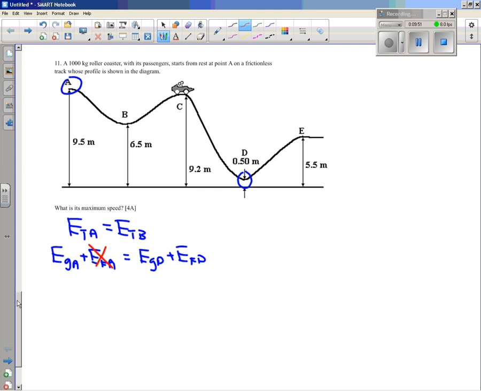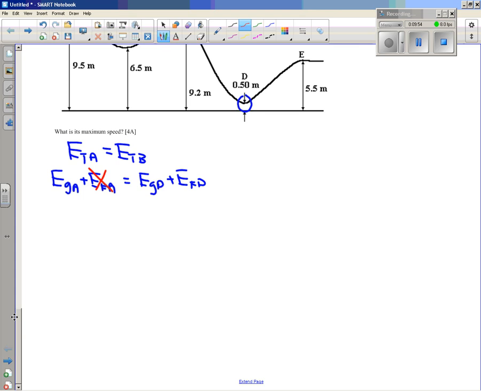That's good for us because it eliminates a term. It's going to make the math a little bit easier. But we do need this other stuff. We need the gravitational potential energy at A, and it's equal to m times g times the height at A. Over here I've got mg times the height at point D plus 1/2 m v at D squared. All right, that's what we're solving for, this V right here. If we can manage that, then this is going to work out.